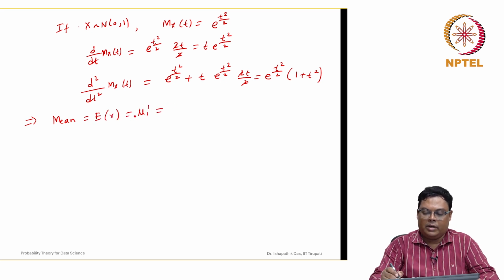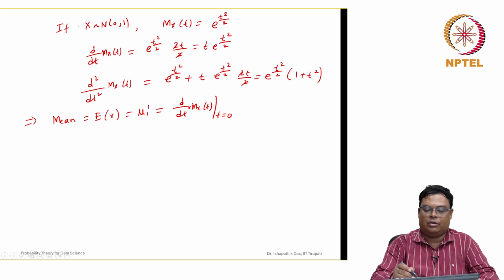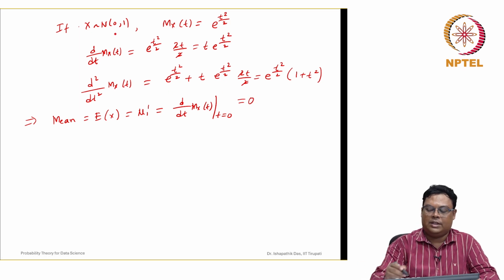How can we find that? We take the derivative with respect to t and evaluate at t equal to 0. Now if you put t equal to 0, this is nothing but 0. So this is the mean of a standard normal variate, which is 0.